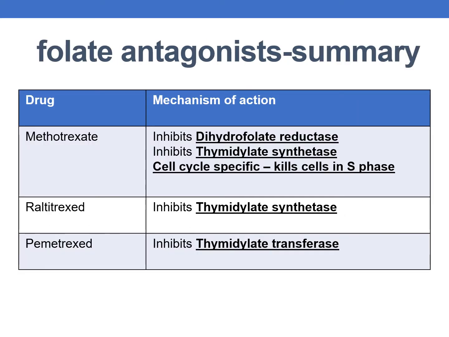Coming to the summary of folate antagonists, methotrexate inhibits dihydrofolate reductase, inhibits thymidylate synthase, and it is cell cycle specific and kills cells in S phase. Raltitrexed inhibits thymidylate synthase, and the other drug is pemetrexed. It inhibits thymidylate transferase. These two are important points.